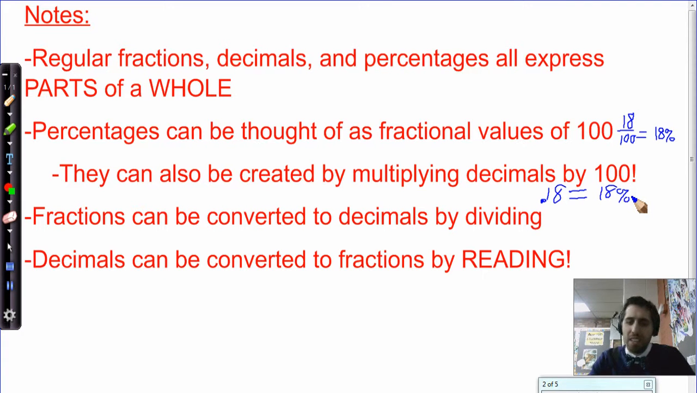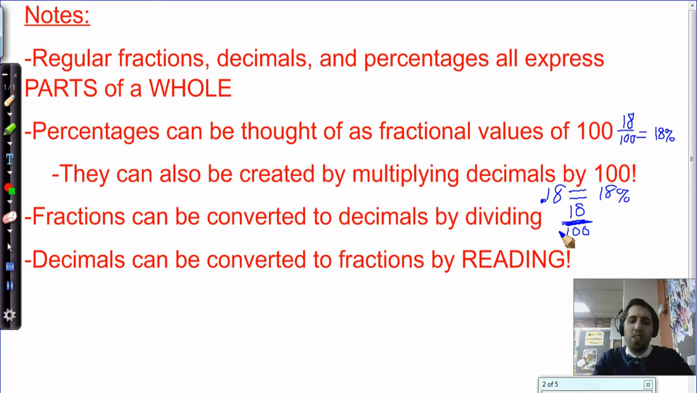Now, the last two are just about different conversions. So fractions can be converted to decimals by dividing. So if you have 18 out of 100 and you wanted to turn that into a decimal, well, you would just say, oh, this fraction bar right here, that's the same as the division bar. So I could just divide 18 by 100, and you would end up getting the correct decimal.